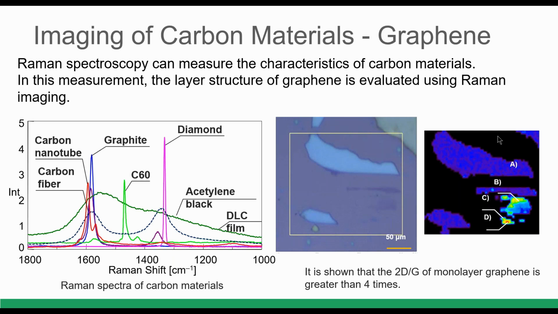The other application, as I mentioned before, is the carbon material. So in this case, graphene. Here are Raman spectra of different carbon materials, and these materials can be either measured or imaged using Raman.